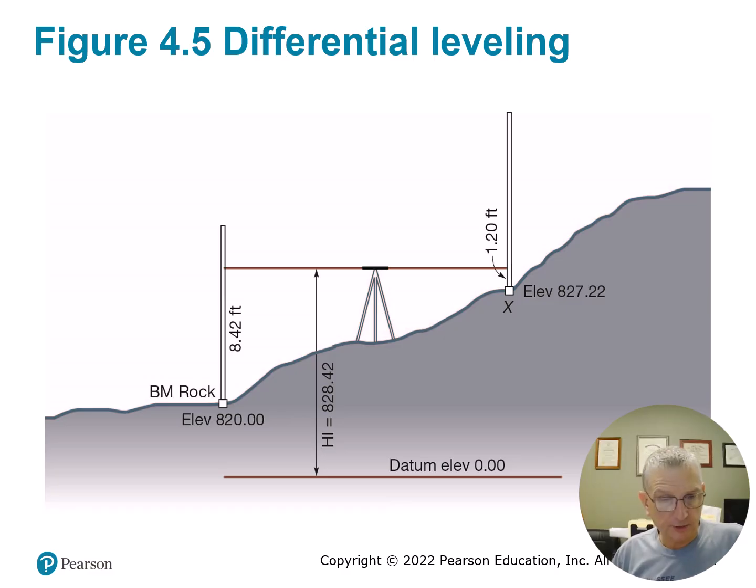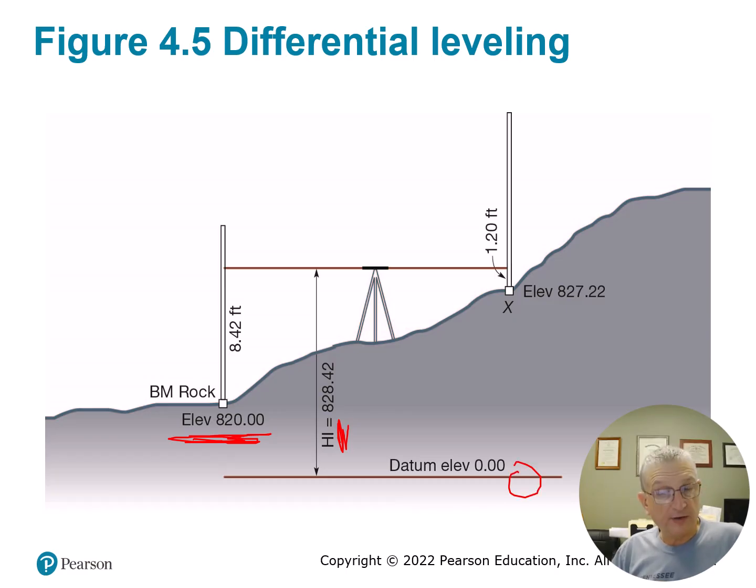That's what BM stands for in the surveying world. It stands for something different in the nursing world. BM Rock has a published elevation of 820. When the level rod is placed on the benchmark, the level sees it at 8.42 feet off the ground. So the height of the instrument, the HI, capital H, capital I, is 828.42. Now that's measured above the datum, not above the earth, because we're coming off of this elevation, which is the orthometric height on whatever datum we're working on.